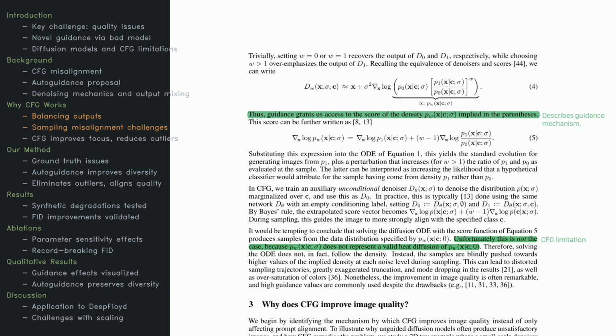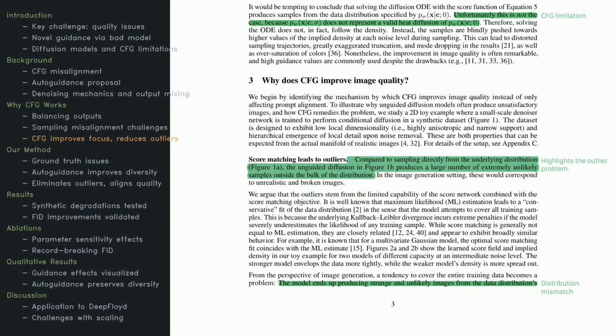The authors say yes, and that's part of what autoguidance aims to solve. Still on page 3, the authors explain why CFG tends to improve quality. An unguided diffusion model can sometimes wander into unrealistic images. It doesn't stay tight within the core of the data distribution and ends up generating oddball samples. By focusing more on the conditional part, CFG keeps the model from drifting too far.